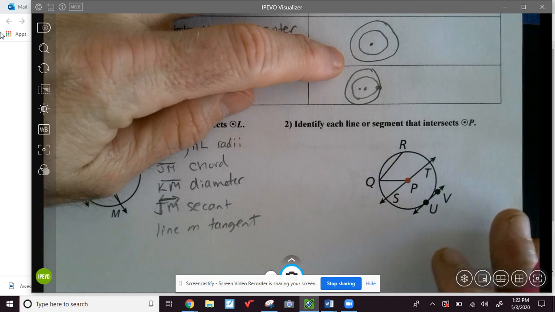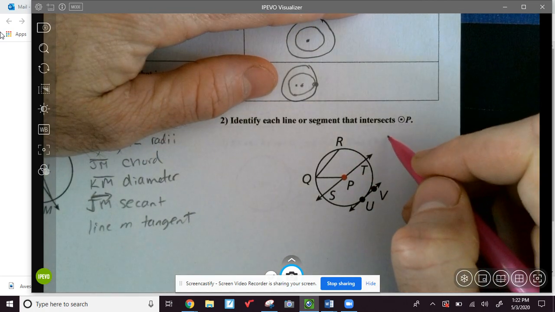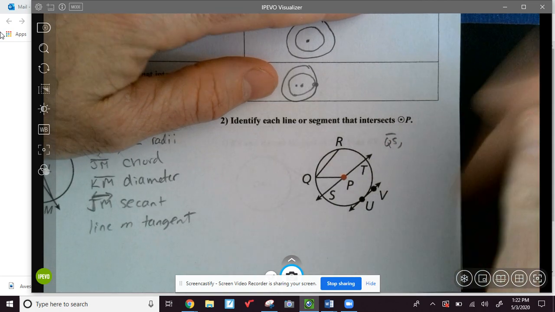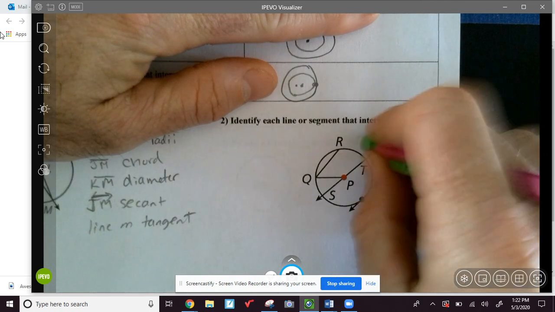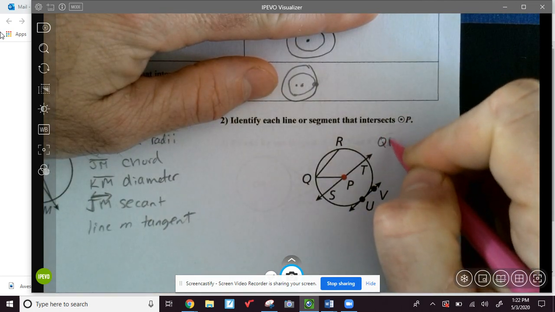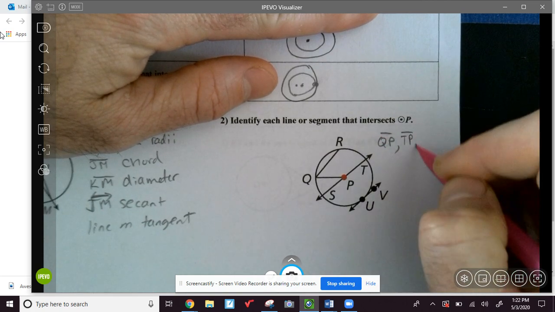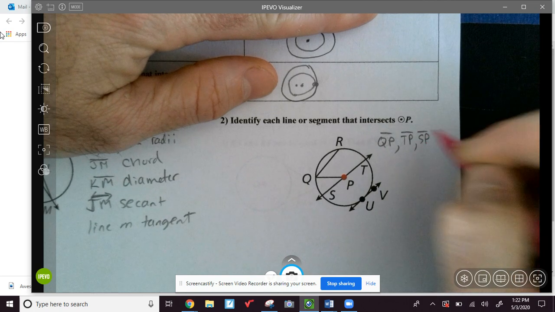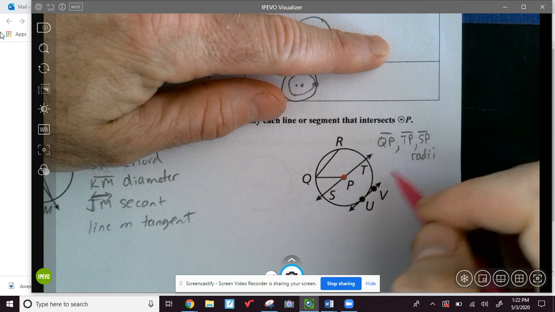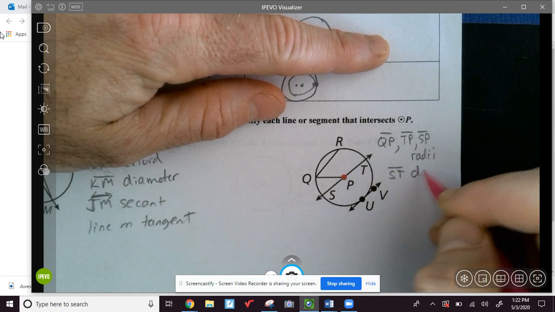Okay, here we go on number two. Let's see how you did. Hopefully you do well. I see QS. Oh, no. I don't see QS. I see QP. QP, TP, SP, and there are radii. I see ST, that's a diameter.